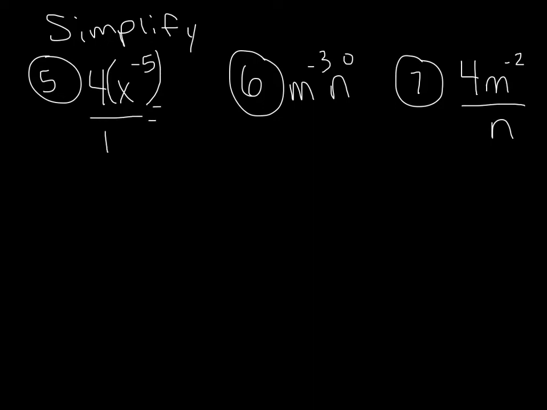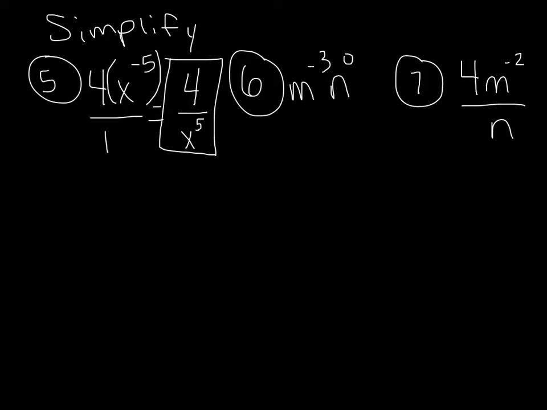So on top you're left with the 4, and on the bottom you now have x to the positive 5. Then you ask yourself, can I simplify any more? No, nothing goes into 4 and x, so that's my answer. Okay. Number 6, m to the negative 3, n to the 0.